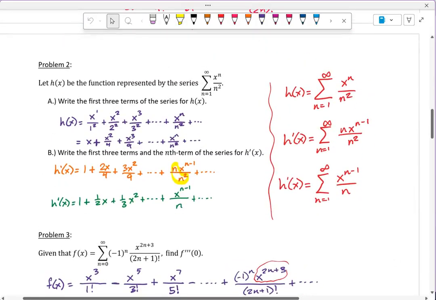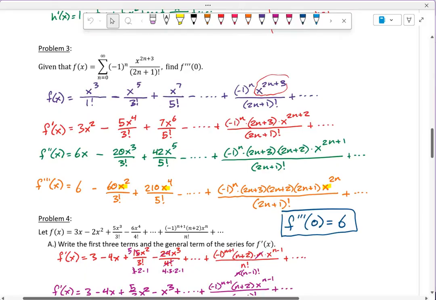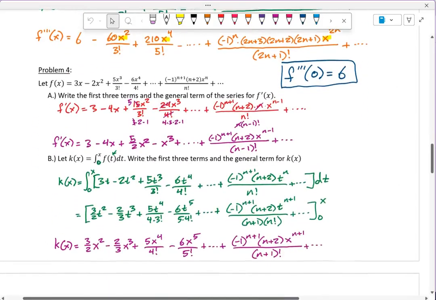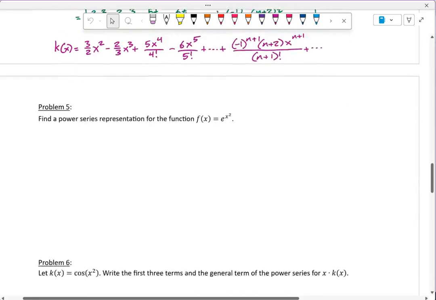Okay, so we saw that we could take derivatives of power series. We even took the third derivative of a power series. And in the last problem we did a derivative and an integral.